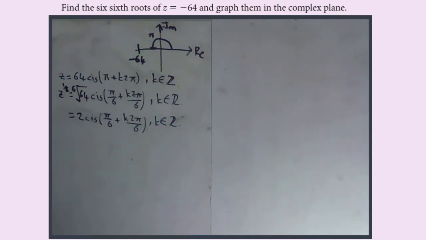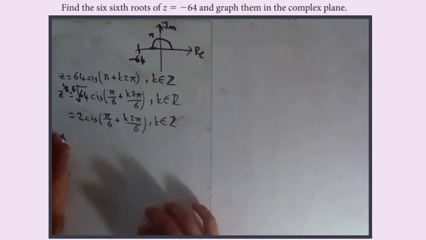Now we just need to use any 6 consecutive integers and we will get 6 nicely spaced answers out, and then we'll represent them on the diagram. I'm just going to use k equals 0, 1, 2, 3, 4, 5. You could potentially be creative and use -2, -1, 0, 1, 2, 3, something like that. I'm just going to use 0, 1, 2, 3, 4, and 5.